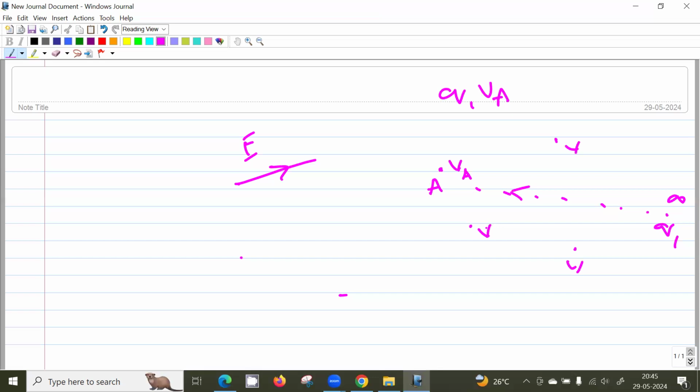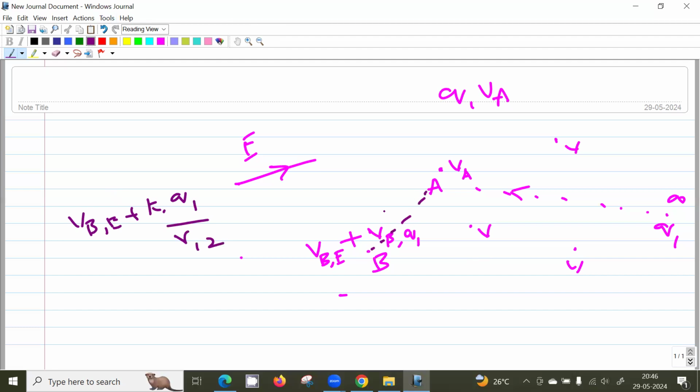Now, if you want to bring the second charge to point B, at this point there will be a potential due to the external electric field, let me call it VB, plus the potential at point B due to the point charge Q1. So we have to specifically mention that at that point there is a potential VB due to the electric field plus the potential due to the point charge Q1, which will be kQ1 by this distance R12. R12, or RAB, is the distance between A and B. This is there in the NCERT book. Let me just open it.